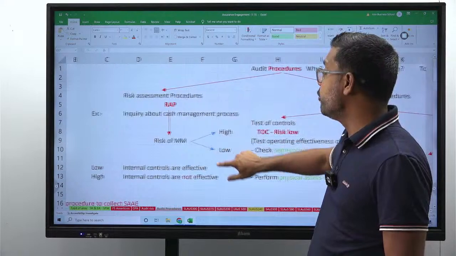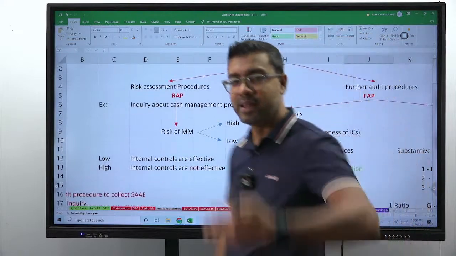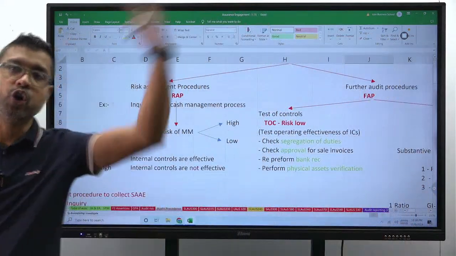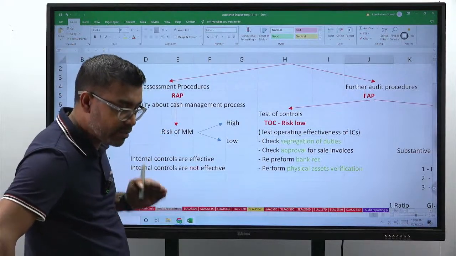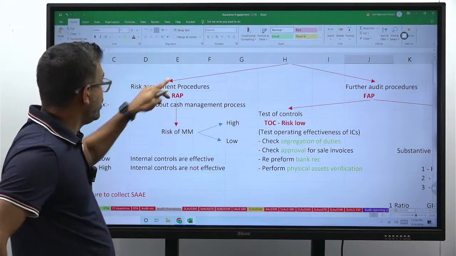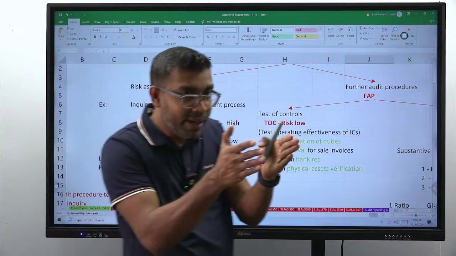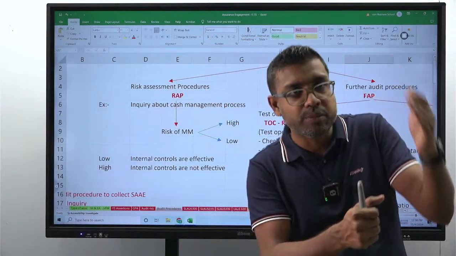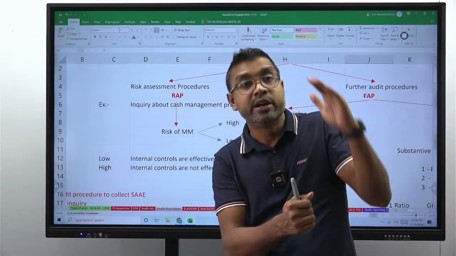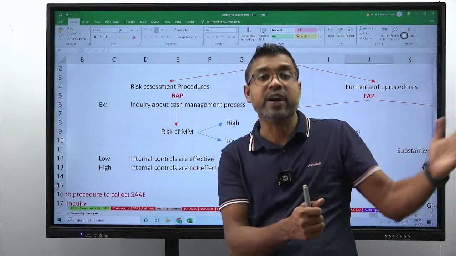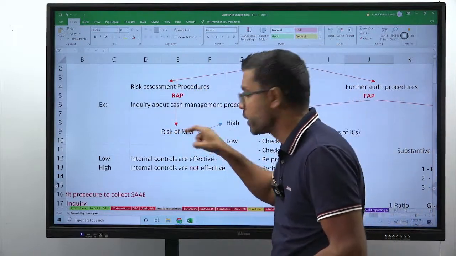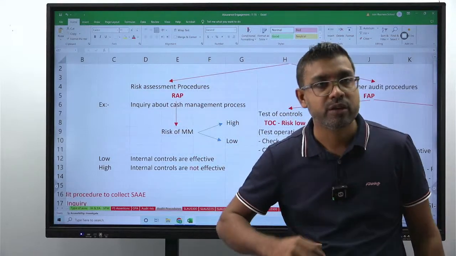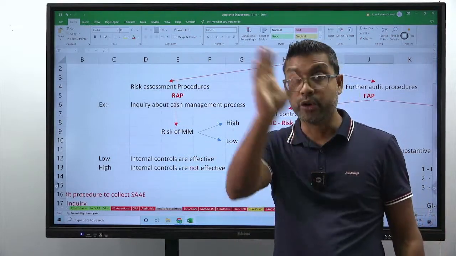The outcome of risk assessment procedure is the golden word of auditing, which is risk of material misstatement. The outcome when you apply audit procedures, inquiry, inspection, observation, analytical procedures to assess the risk or to identify risk, is what? Risk of having fraud or errors.